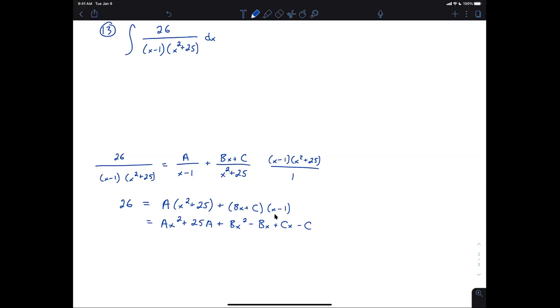And now we combine all the like terms, in terms of x. So x is the variable over here. All the x squareds go together, so we get a plus b x squared. All the x's go together, so we get plus negative b plus c x. And all the constants go together, meaning the ones without x. So we get 25a minus c as the constant.